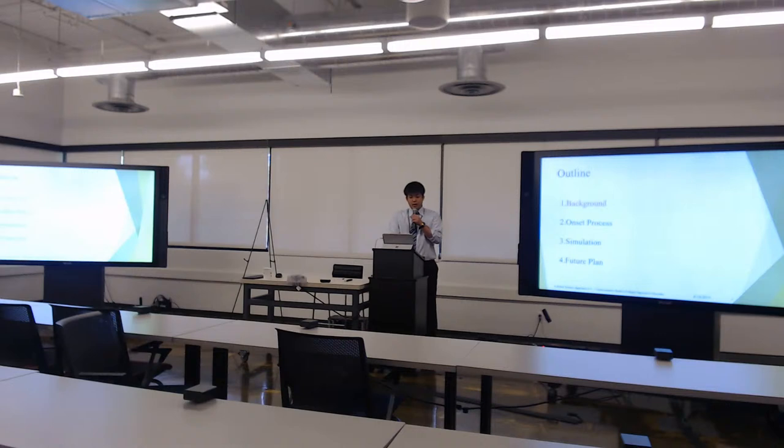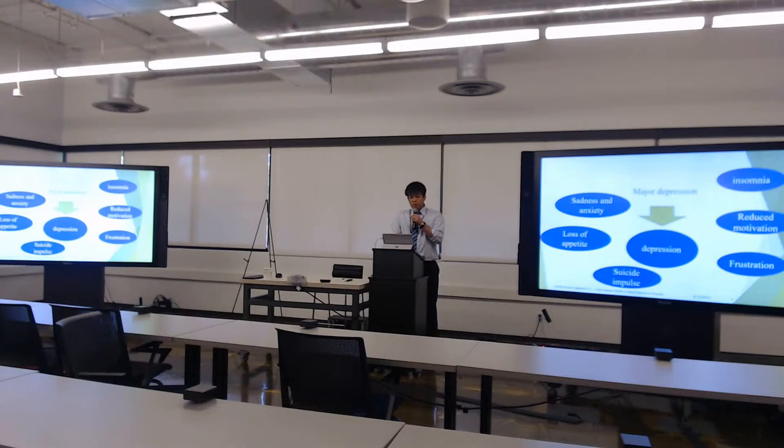Now, I will explain the research background. Major depressive disorder is a type of mood disorder. The main symptoms are depression, including decreased motivation, decreased appetite, suicidal impulses, insomnia, sadness, anxiety, and frustration. There are various symptoms that are difficult to identify. Also, since the cause is not clear, there is no strict definition at present.